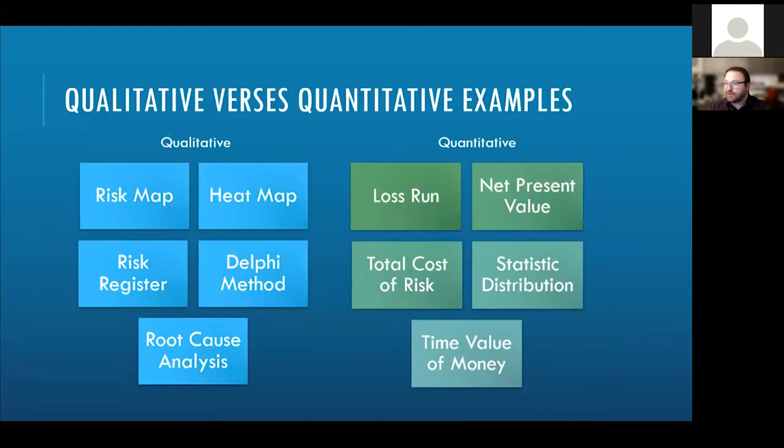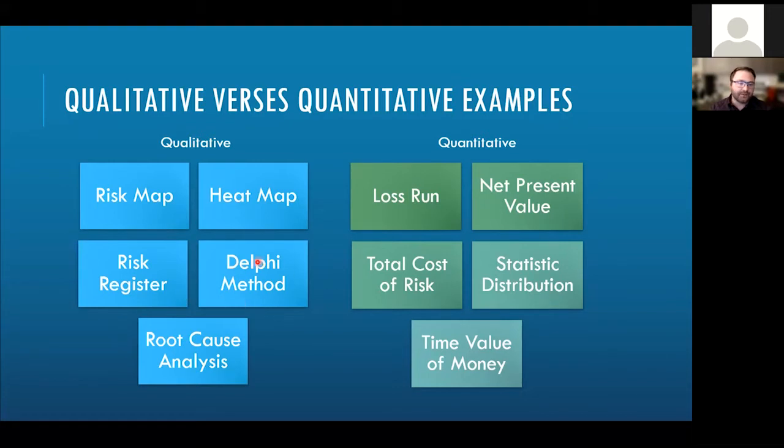So what are some examples of qualitative versus quantitative? Like we talked about previously, the loss run is quantitative information. It provides us claim data and how a claim is maturing over time. We have T-core, net present value, statistical distributions, time value of money. All these are actual hard values, hard money, hard percentages that give us an idea. But like I said, with qualitative, when we don't have that information, these are the tools that we'll be using.